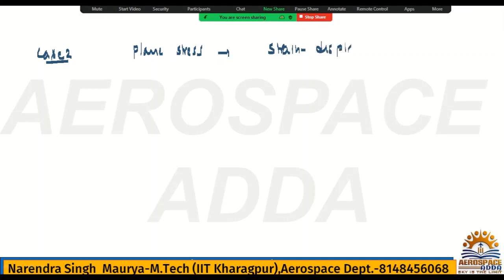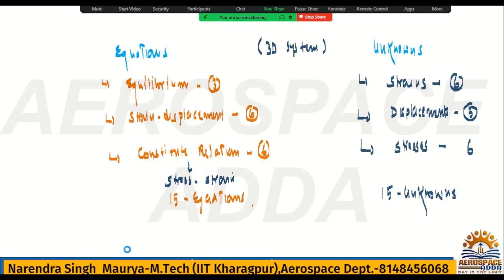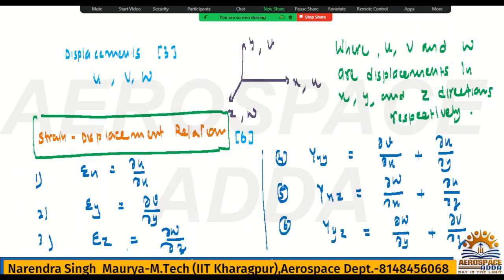A strain displacement. Now easily you can identify because everything I have given to you is in front of you, and this type of question they are very frequently asking in our examination. Okay, so we'll check the strain displacement equation. Where is the strain displacement equation? These are the strain displacement equations.